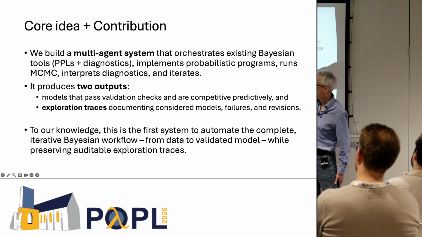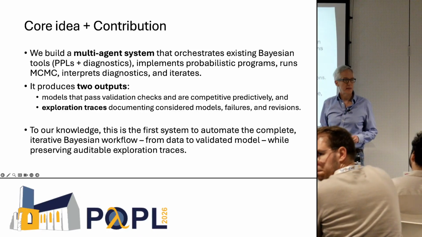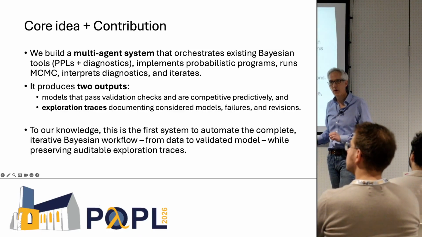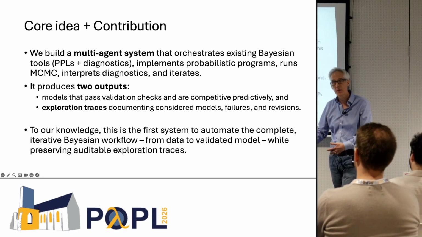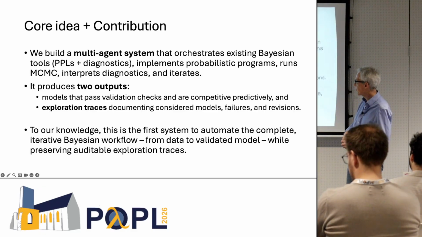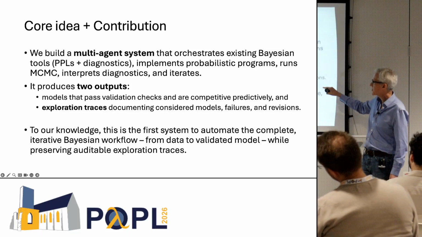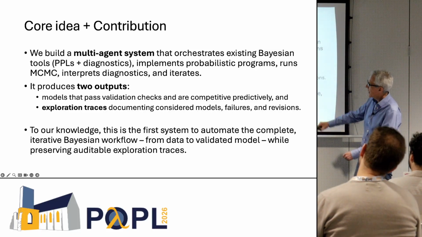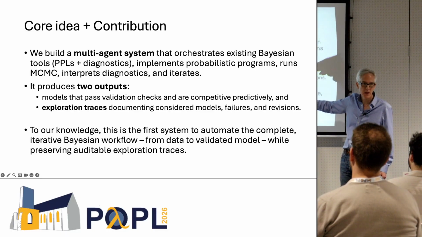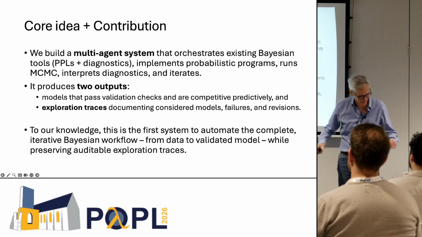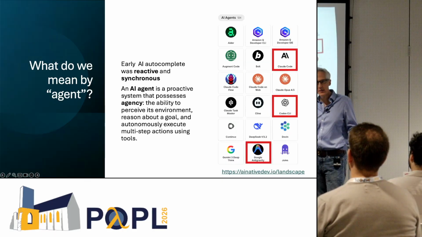And also we get exploration traces. So we get a long trace of all the work that the machine has been doing while following our prompts as it tries to follow through on the Bayesian workflow. And this trace documents models that were considered, failures and revisions. And that's what we do. We think we're the first to do this, and we think it's an important thing to do, as you'll hear. So firstly, what do we mean by an agent?